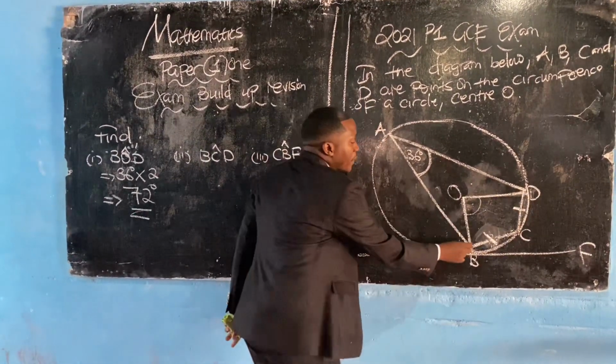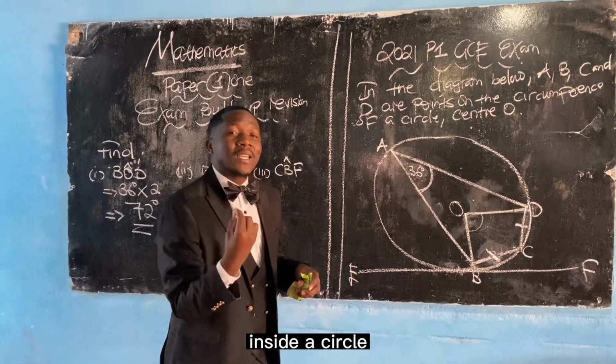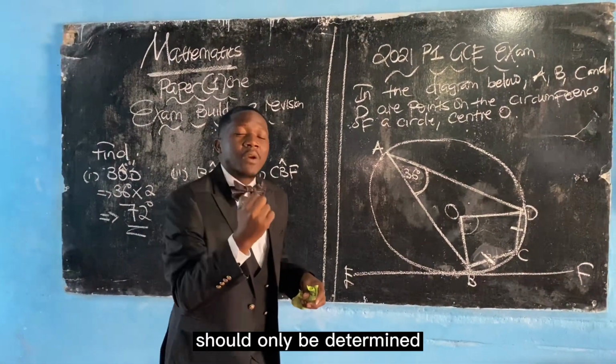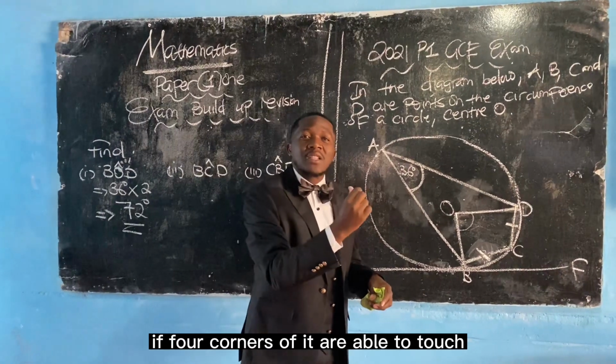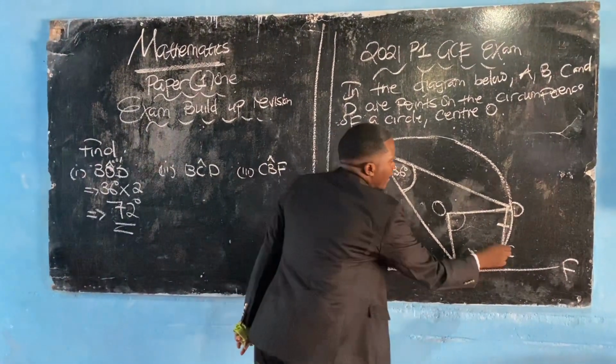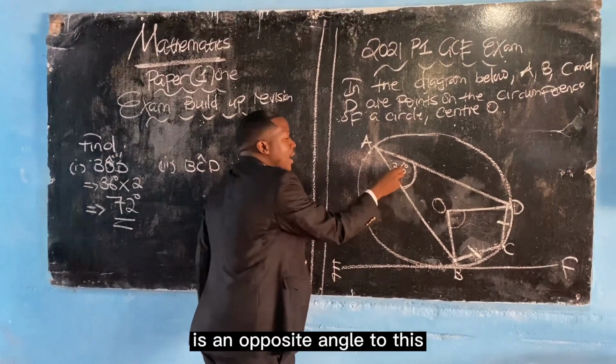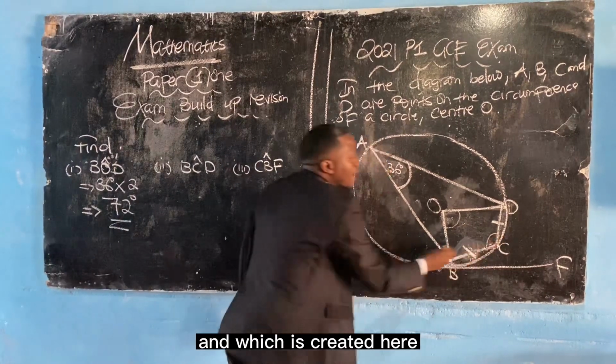When we talk about BCD, like I said, a quadrilateral inside a circle should only be determined if 4 corners of it are able to touch the circumference of the circle, like here, there, and here. Which means this 36 degrees is an opposite angle to this angle which is created here.